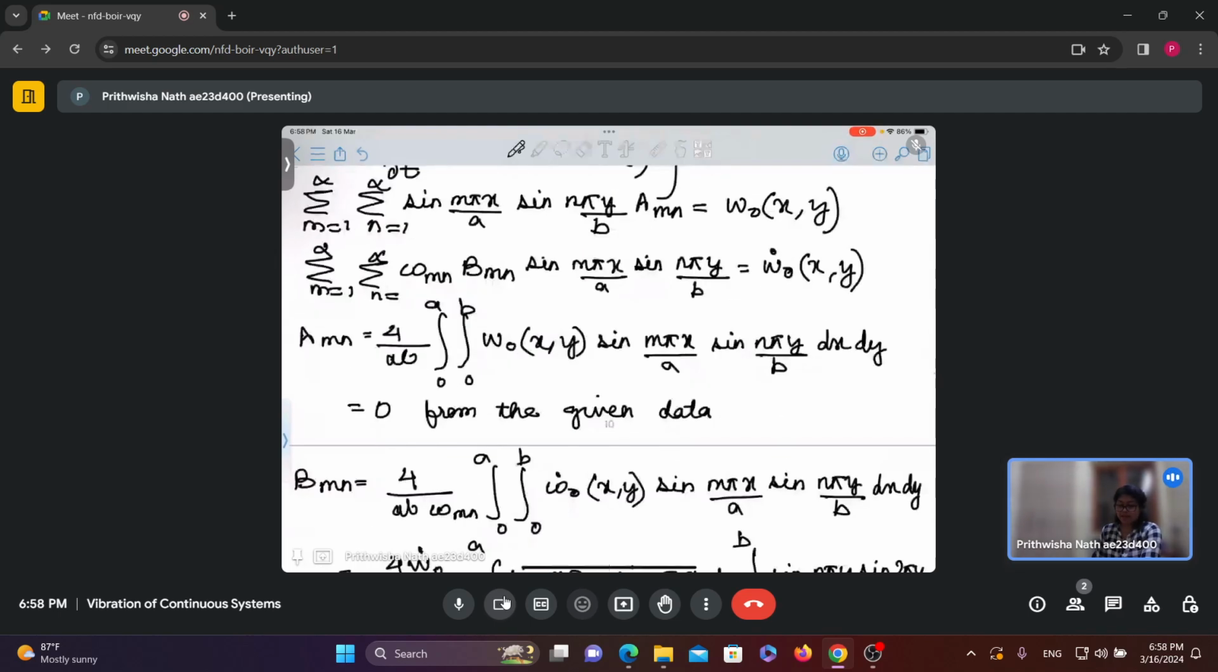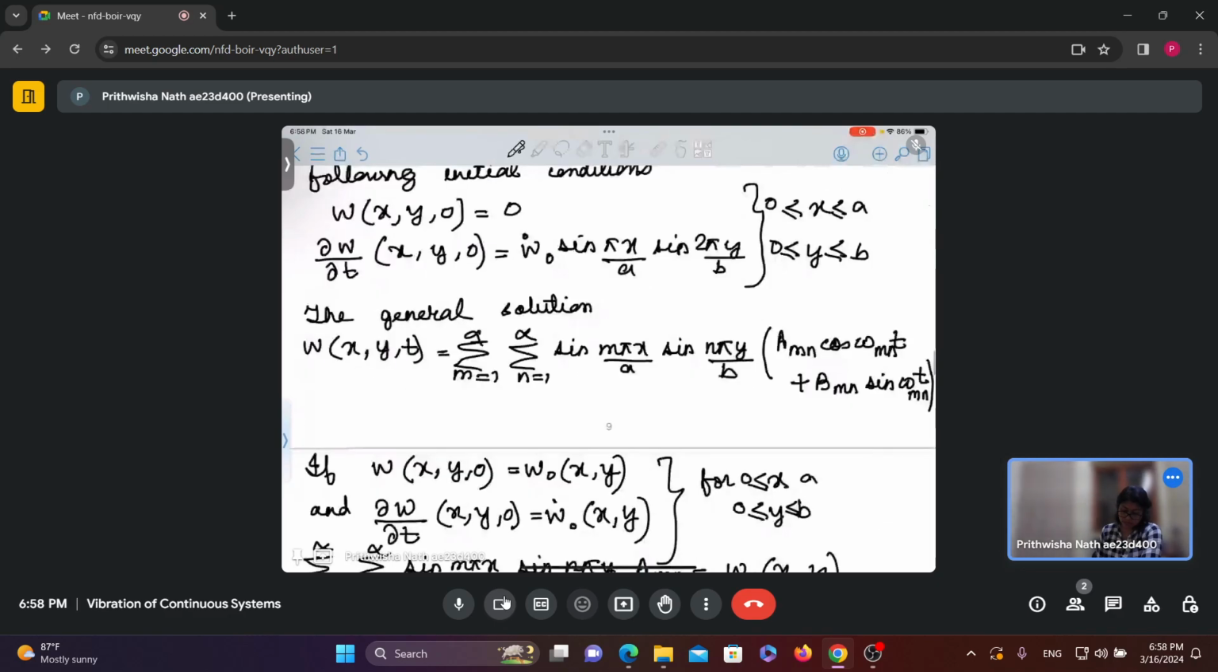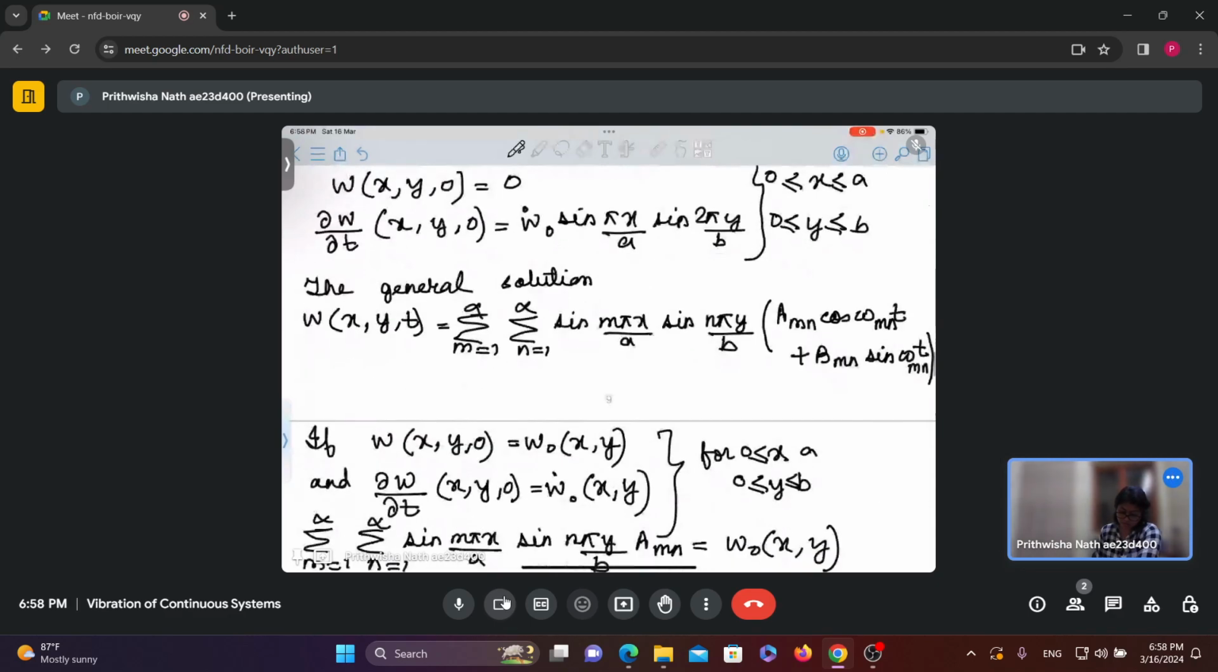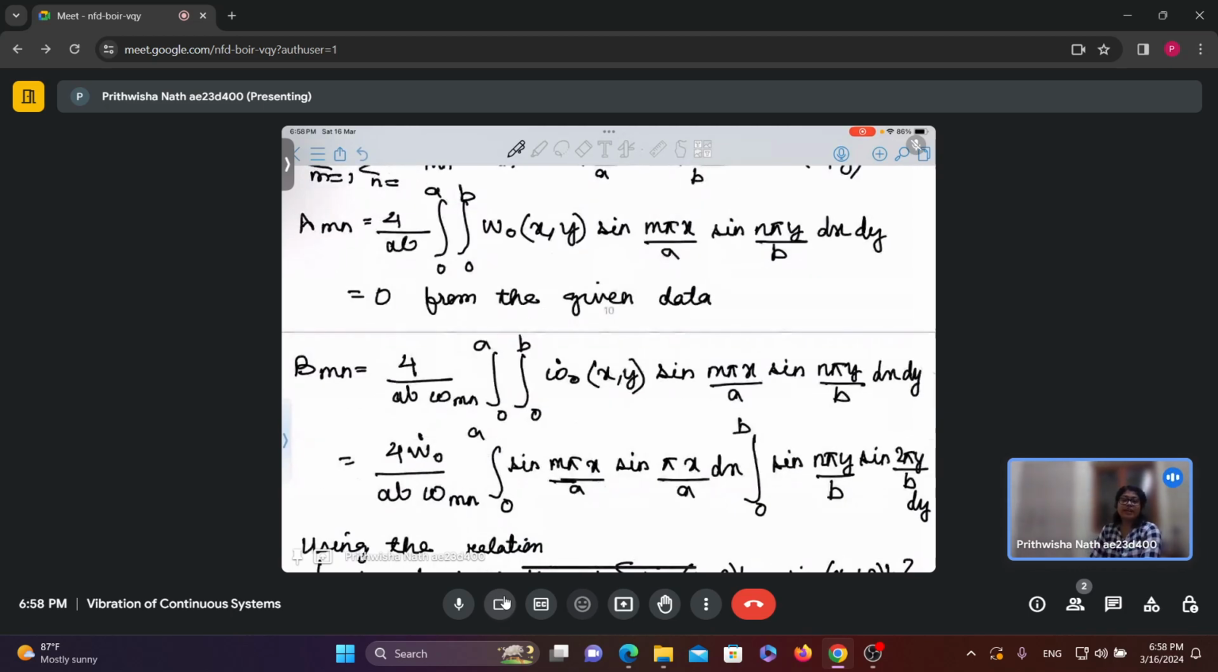Now we know AMN can be written as 4 divided by AB, double integral over this expression. So we know that W naught is 0. So AMN becomes 0. Now we have to calculate BMN. BMN is given by the expression 4 divided by AB into omega mn and double integral over this term.